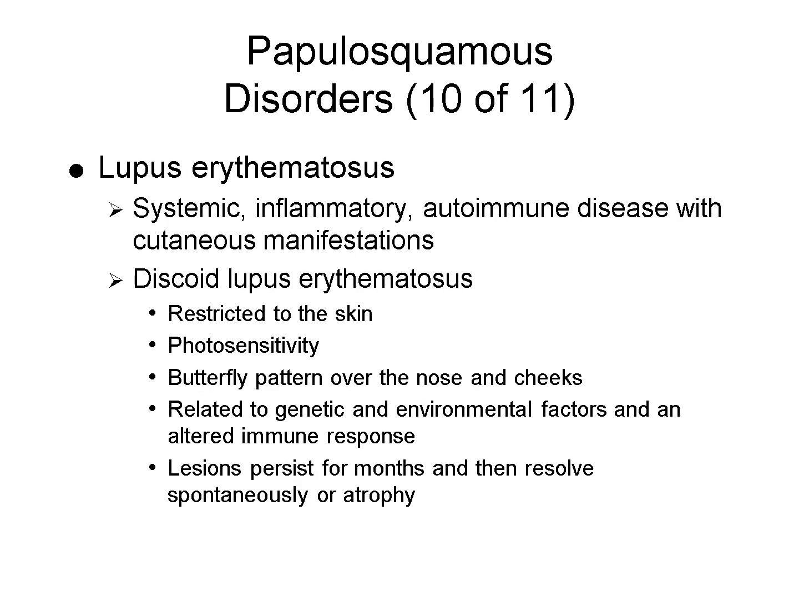Lupus erythematosus is an autoimmune disease with both systemic and cutaneous forms. Discoid lupus is a localized skin manifestation, often presenting with photosensitive, scaly, disc-shaped lesions. The classic butterfly rash appears across the cheeks and nose. Sun protection and immunosuppressive therapy are key in managing the condition.